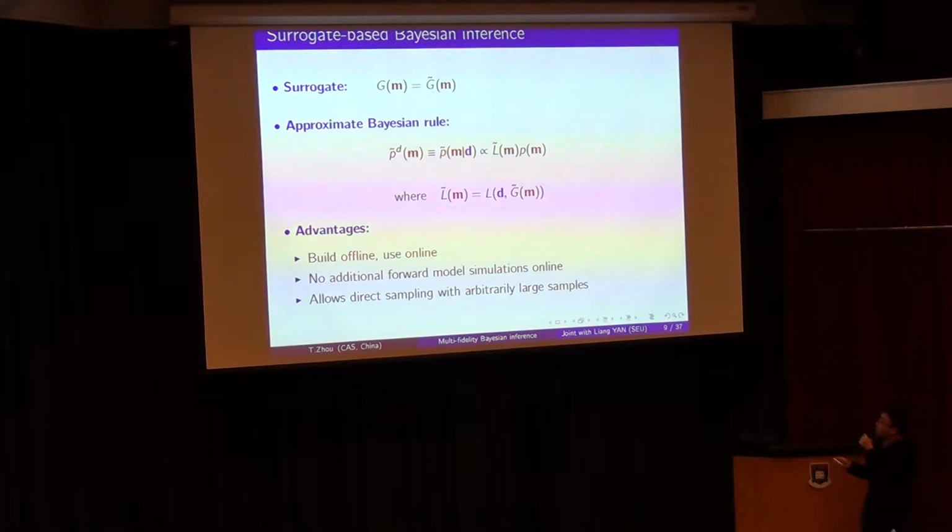The idea is very easy: you build a surrogate model for the full forward model, then you can perform the Bayesian rule with this surrogate model. It's very simple, and this kind of surrogate can be built in an offline manner, and no additional forward model solver is needed for the online computation. Consequently, you can sample the posterior with a very large number of samples.